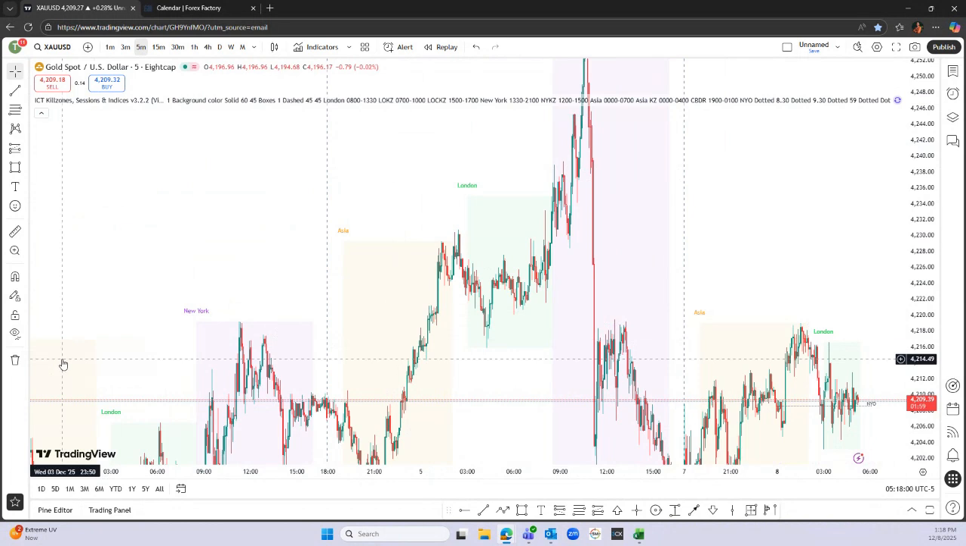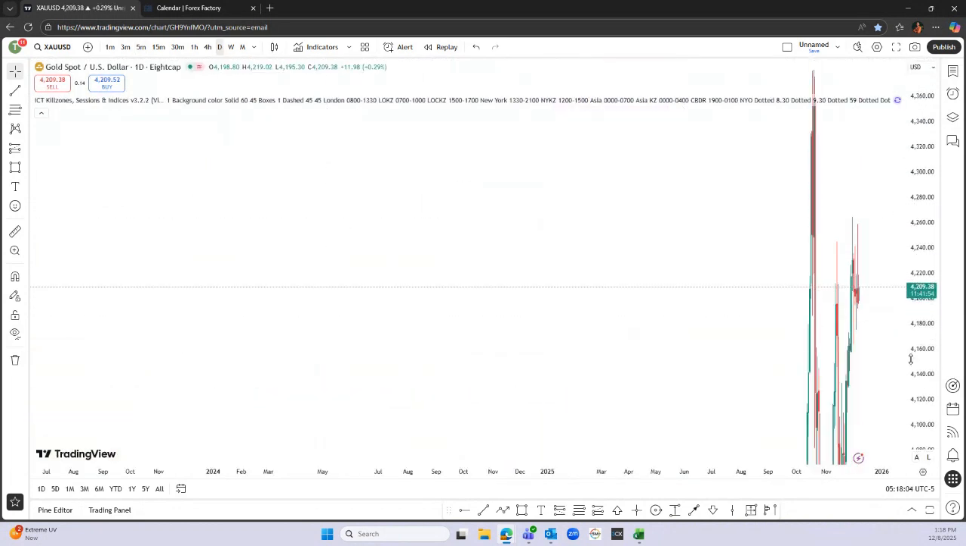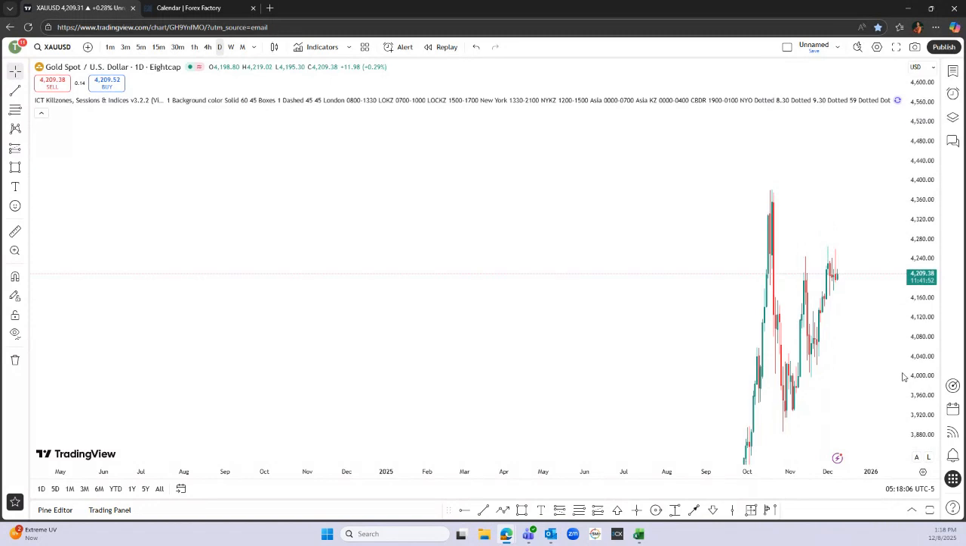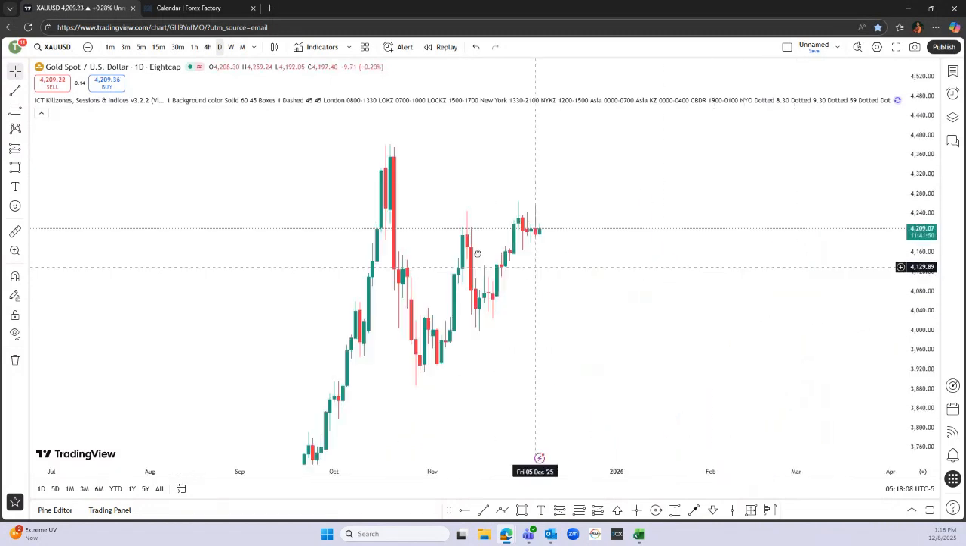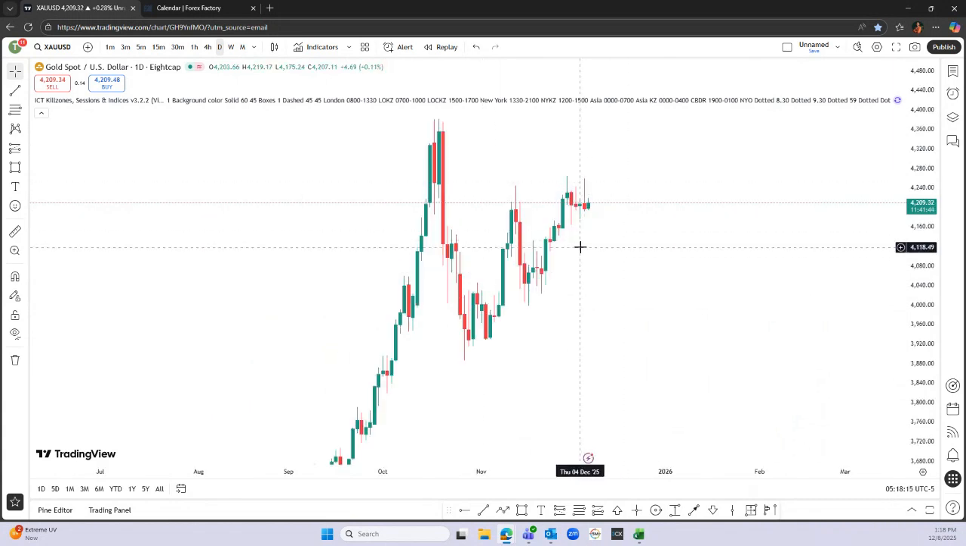Let me delete all this so that we can begin marking afresh. We saw gold lose about 1.5% last Friday. So it created what we are calling a bearish pin bar, which insinuates even more likelihood for some bearish sentiments.